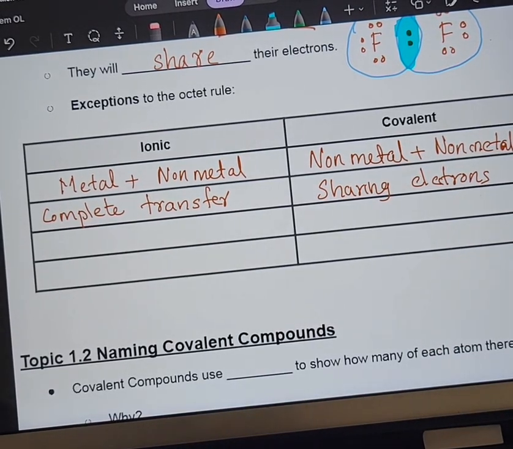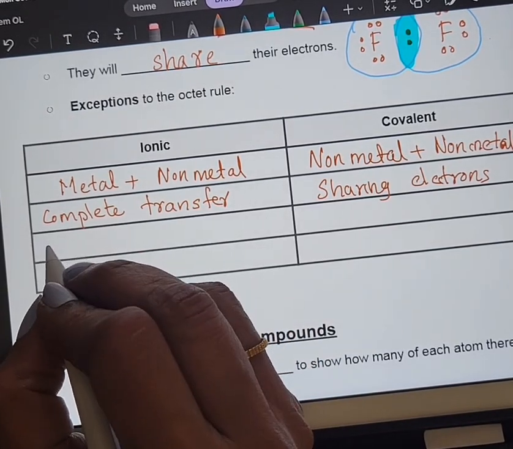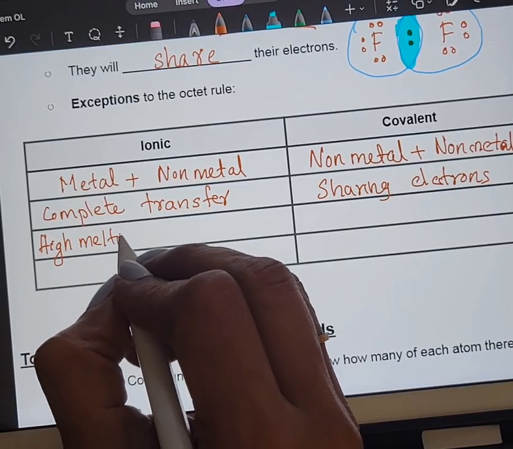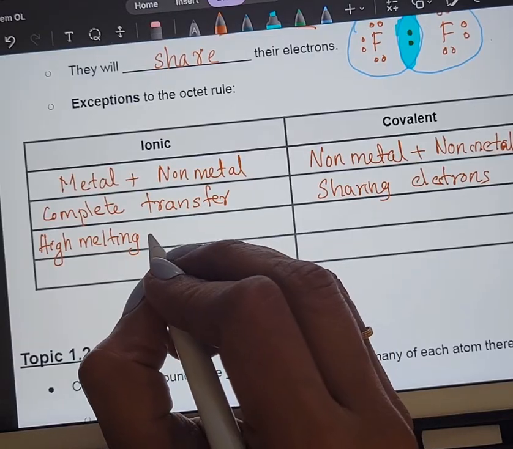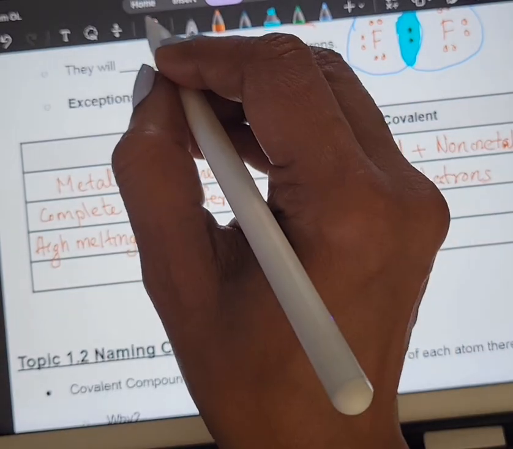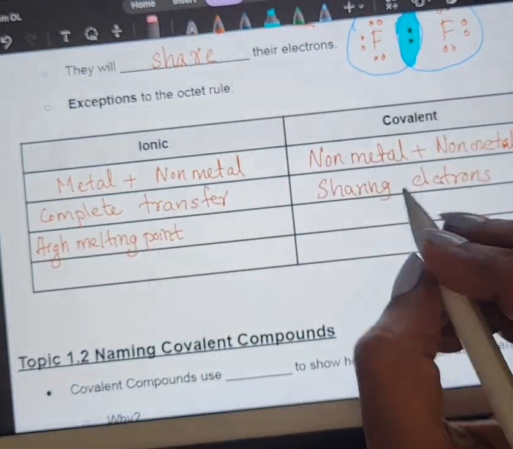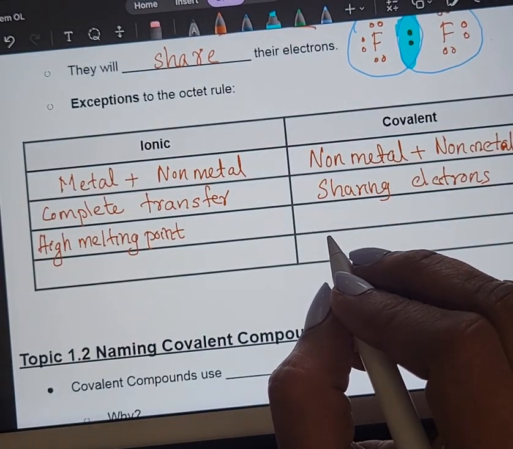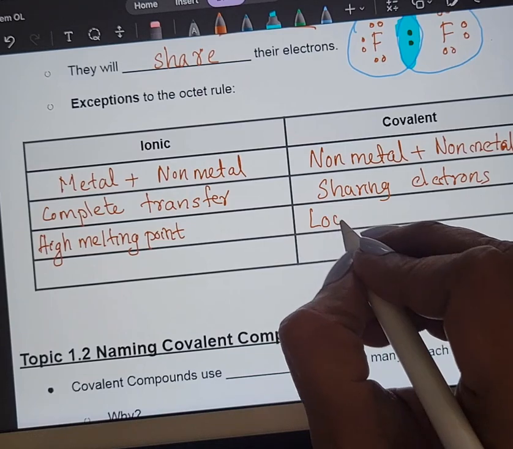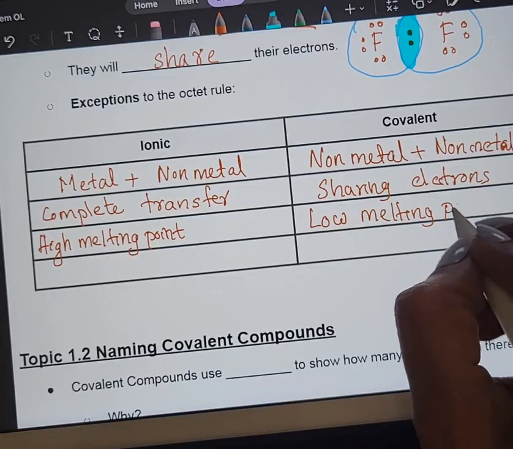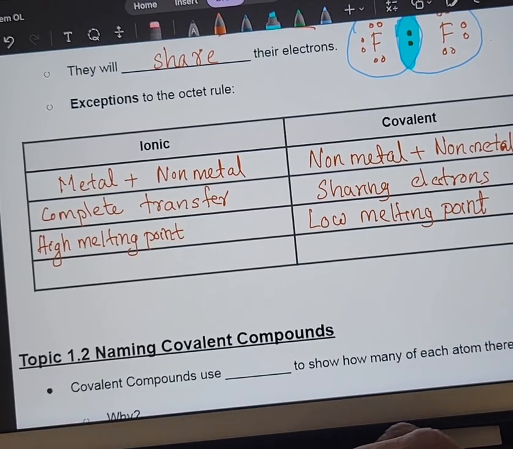Some of the properties we learned earlier: ionic compounds have a high melting point. That means it is difficult to melt them, and we will do a lab over this. High melting point or boiling point. Say, for example, sugar. You can easily melt sugar to make sugar syrup. So covalent compounds generally have a low melting point. There are exceptions, but generally we are writing only general properties.